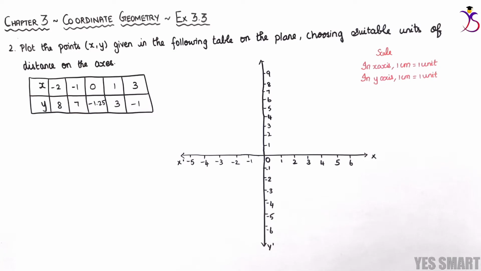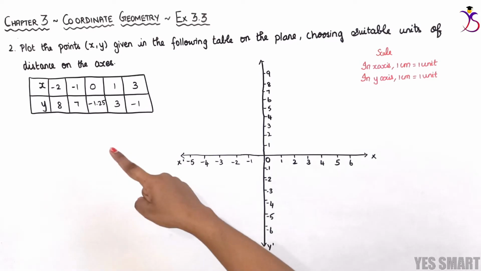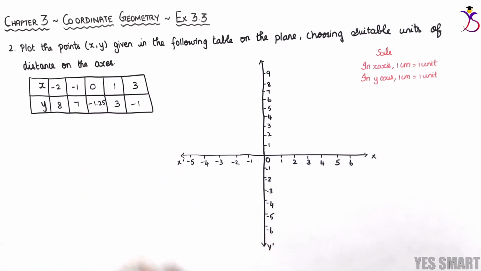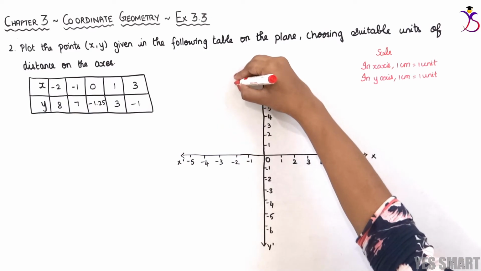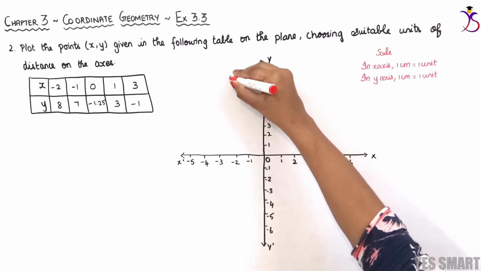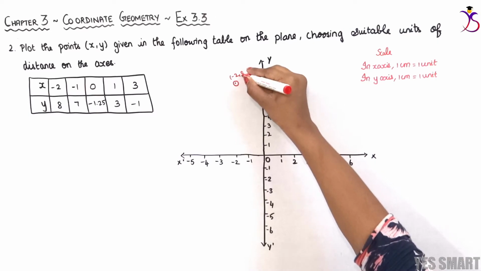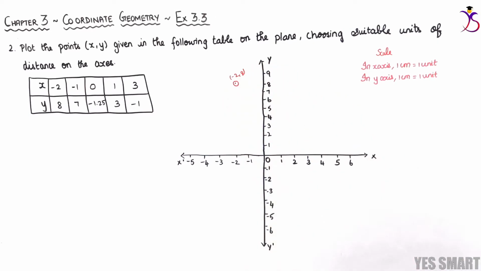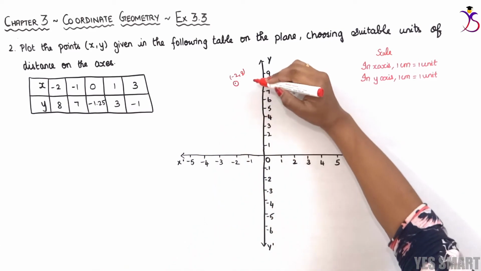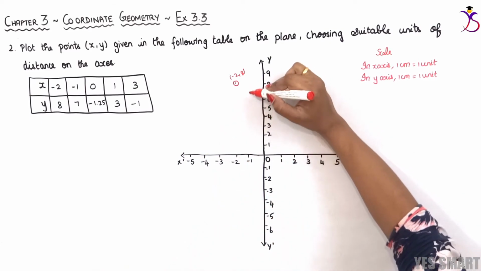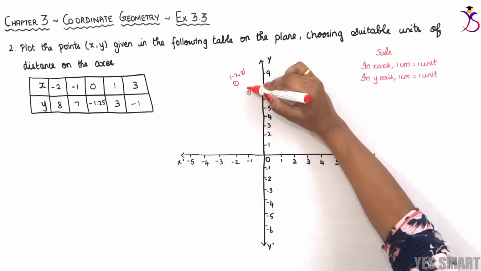So once the axis is drawn and the numbers are written in the graph sheet, we can straight away start plotting the values. First value is -2, 8. In x-axis -2, in y-axis 8. Therefore, the point comes here. Second value -1, 7. -1 here, 7 from y-axis. So it lies here. -1, 7.